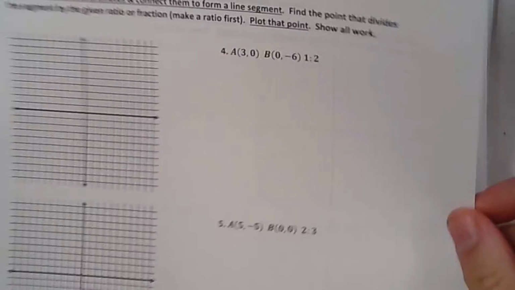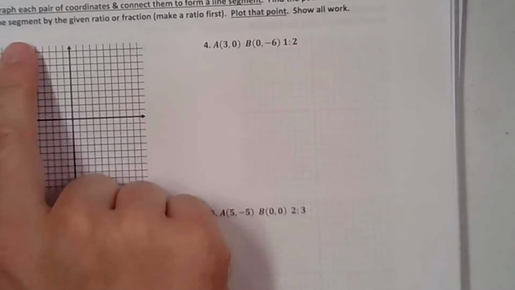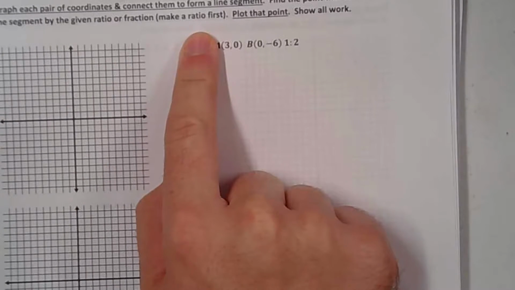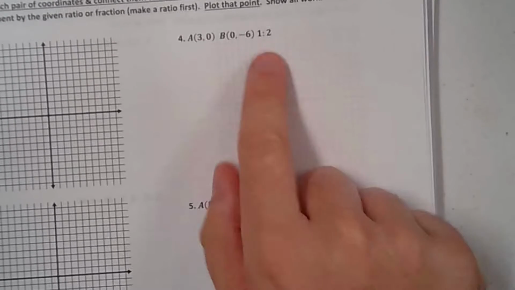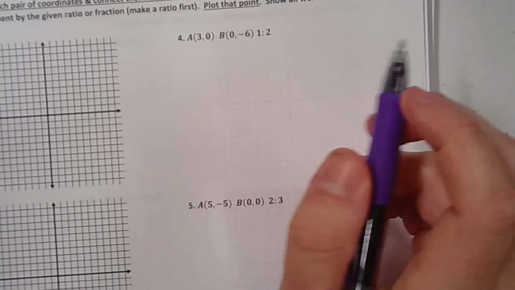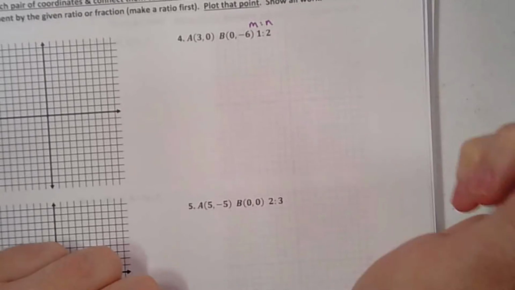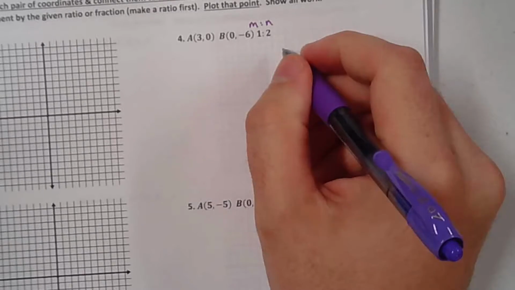Turn the page. On the back, it says the same thing, except it says find the point that divides the segment by the given ratio or fraction. Remember, we need to put it in ratio form first, because that's what m and n are. Remember that from section formula? We'll talk about that. And then plot that point, show all your work. So the ratio of 1 to 2. We're not going to go through this, but let's write that as a fraction just so we know what that should look like. We need this in this form because that's m and n. M is 1, n is 2. But we should write it as a fraction to know what we're expecting.